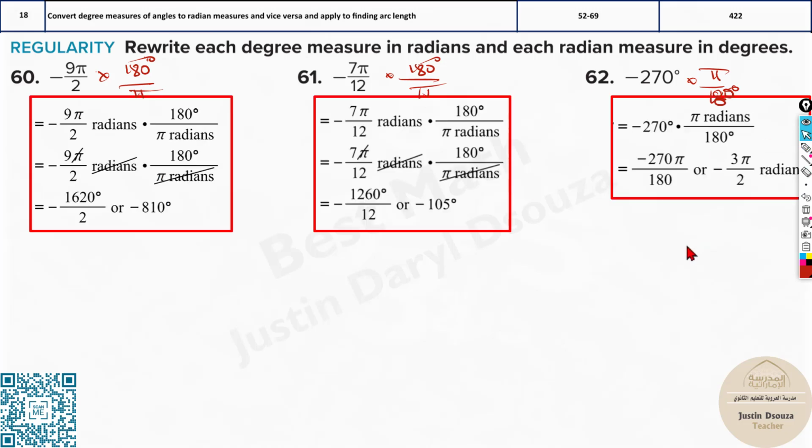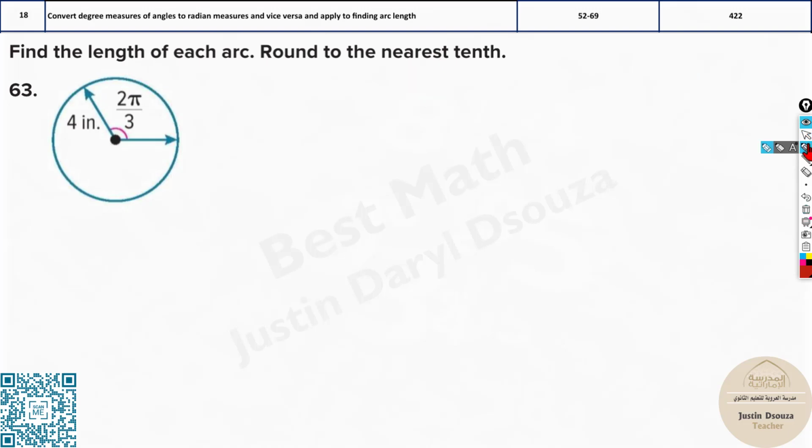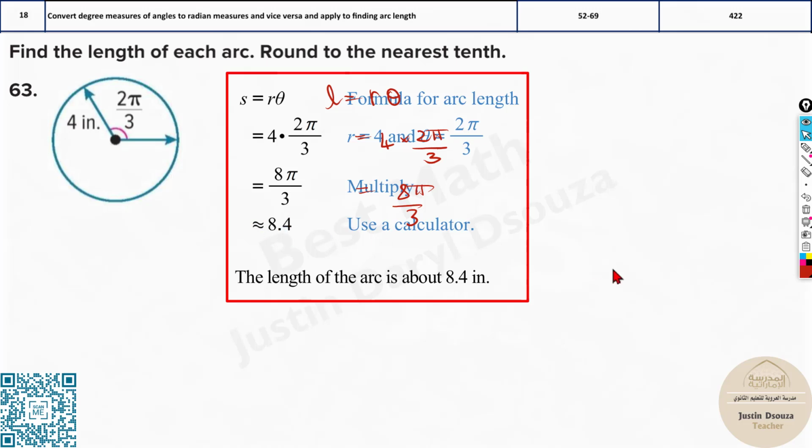Here you go. And now we have some simple problems again about arc length. We know the formula for arc length. L is given by r theta. What is the radius? It's 4 inches multiplied by theta, which is in radians, so it's very simple. All you do is put it in the calculator, you get the answer. It's 8 by 3 pi, or you can press SD in the calculator, you'll get 8.4.